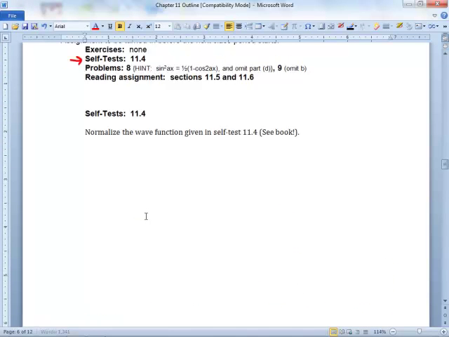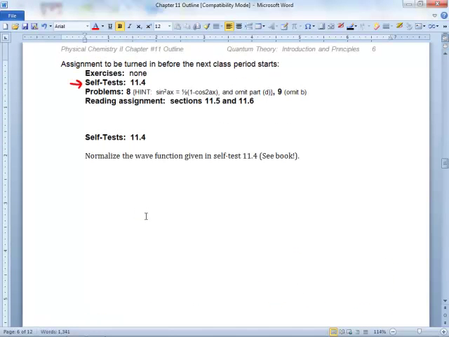If you don't have your book, that's fine. I'll write down the question. So I'm on page 298. Normalize the wave function given in self-test 11.4, which says normalize the wave function given in self-test 11.3. What is that?